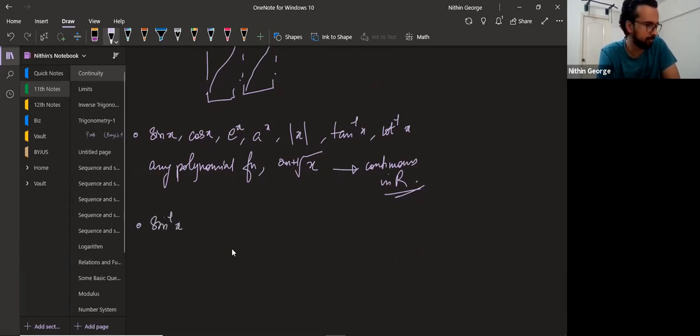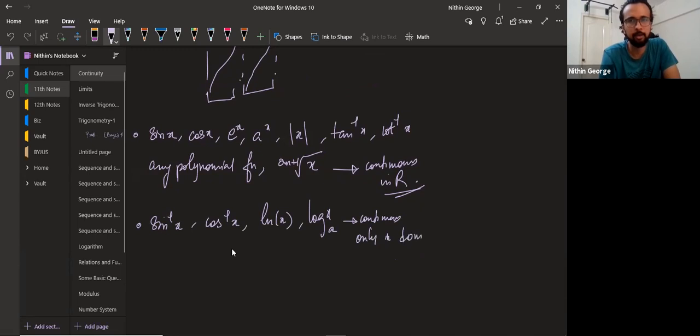Now, sin inverse x, cos inverse x, ln x, or log x to the base a, whatever it is, are continuous only in their domain. Only wherever it is defined, this will be continuous. Otherwise, it's discontinuous, as in, there's nothing there. Note this down quickly.